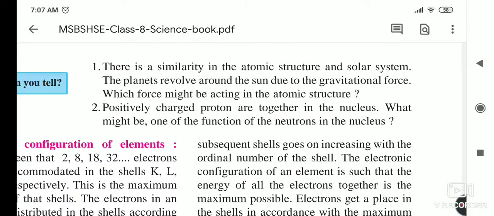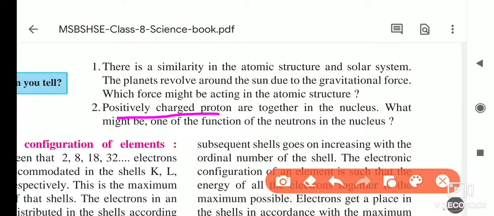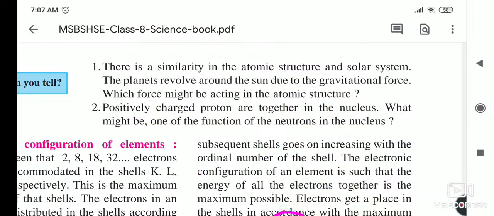Next question: positively charged protons are together in the nucleus. What might be the function of the neutron in the nucleus? As I told you, in the nucleus positively charged protons are there and neutrons, which have no charge, are there. But what is their role? They help the atom to become stable. For the stability of the atom, the neutrons are very important.